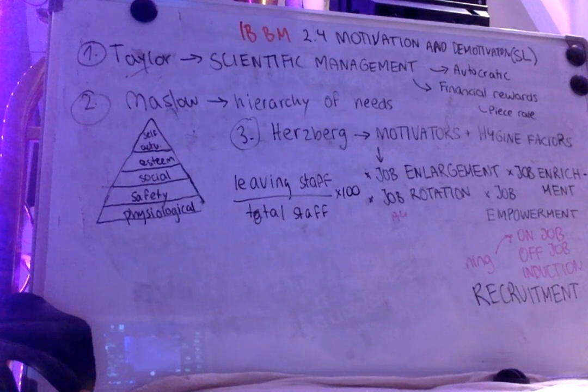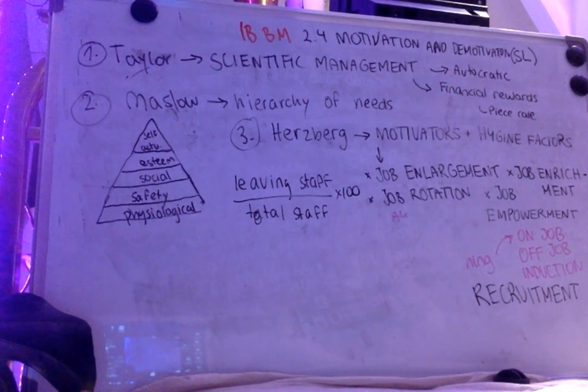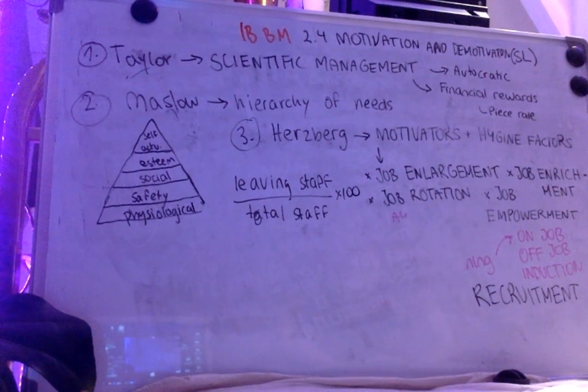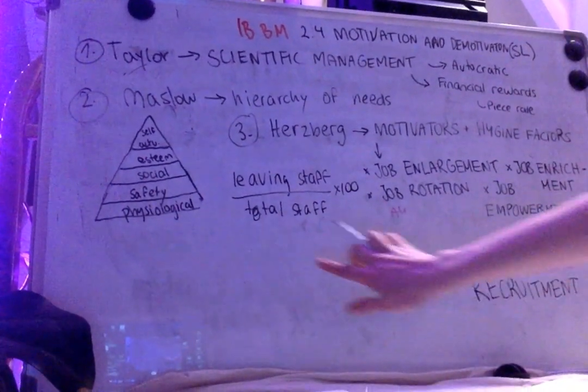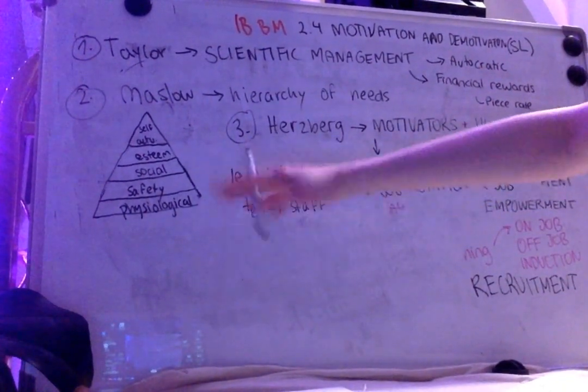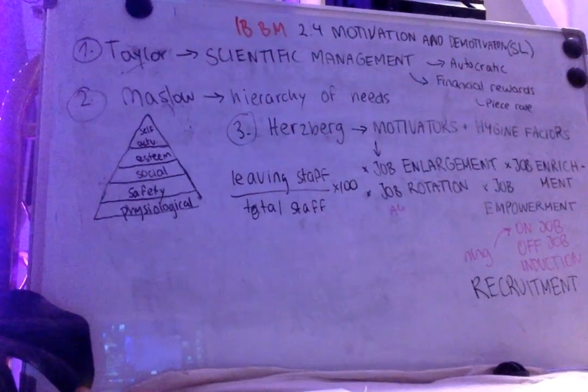And so what this shows you is the percentage of people who leave your company, and it is the opposite of staff retention. So if you have a 30% turnover rate, then your staff retention is 70%, because retention means keeping the employees. So with retention, instead of this, we would have staying staff, or non-leaving staff.